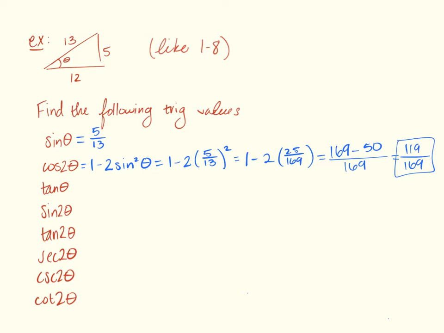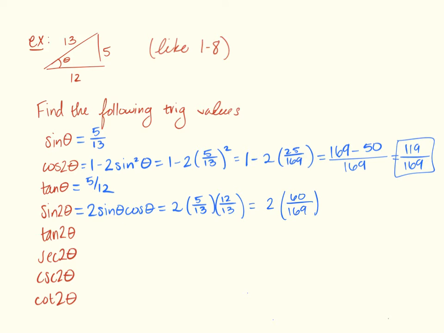Then I want to find tangent of theta, which is opposite over adjacent. So that's 5/12 from that triangle up top. And then I need to find sine of 2 theta. So I'm going to first use my identity. So I've got 2 sine theta cosine theta. So this is going to be 2 times sine theta, which is 5/13, times cosine theta, which is 12/13, because it's adjacent over hypotenuse from the triangle up here. And so this will be 2 times 60 over 169, which is 120 over 169.